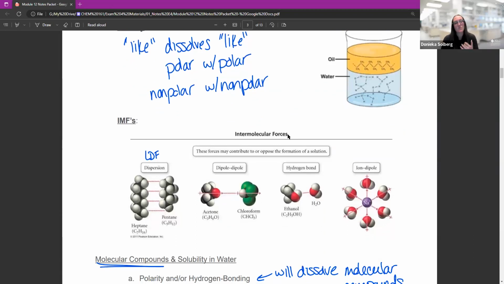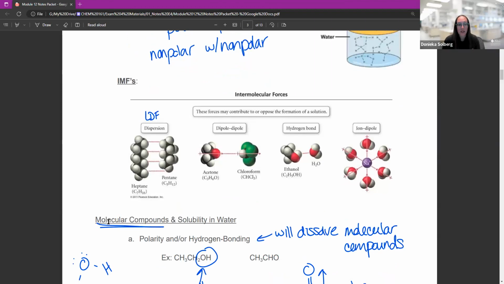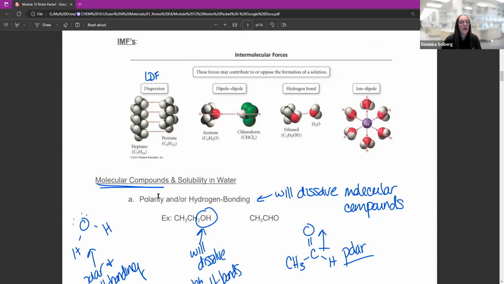Again, also those intermolecular forces are going to play into solubility: London dispersion forces, dipole-dipole forces, hydrogen bonding, and ion-dipole, all of which we have talked about before. So again, like dissolves like, and that's really kind of the most important thing to remember. Okay, so we're going to talk about dissolving molecular or covalent things in water, and again, that has to do with polarity. When water has hydrogen bonding, so it's really polar, it will dissolve molecular compounds that also have hydrogen bonding or that are also polar.